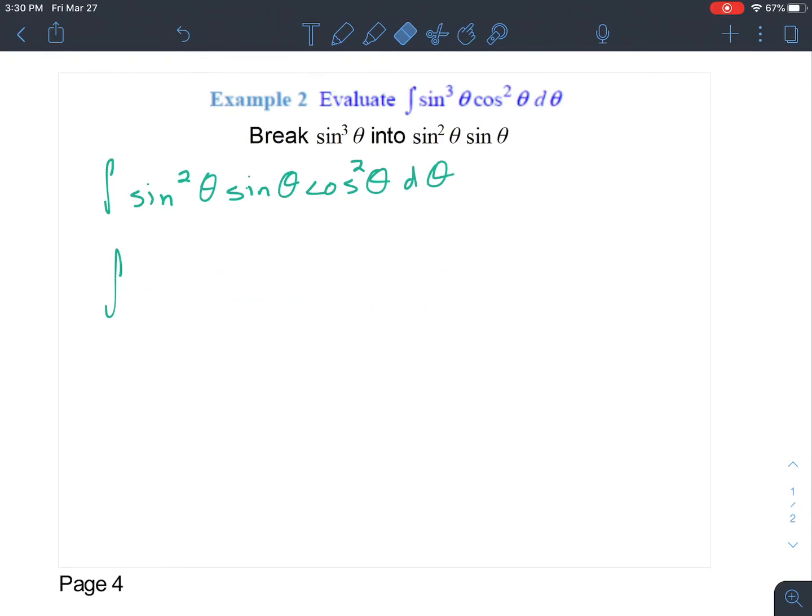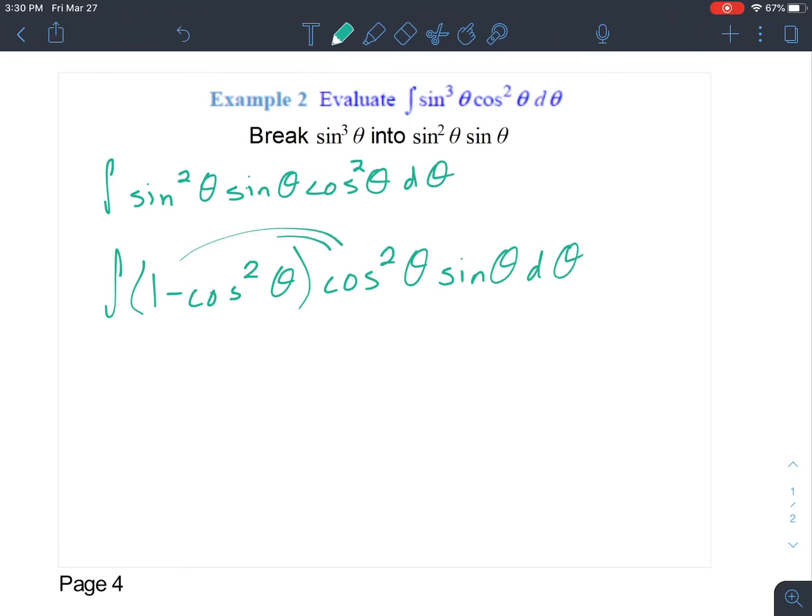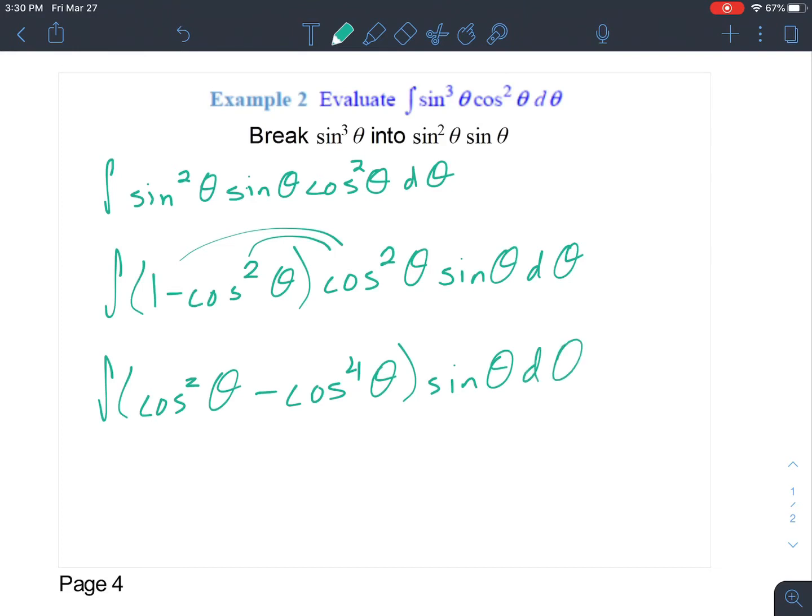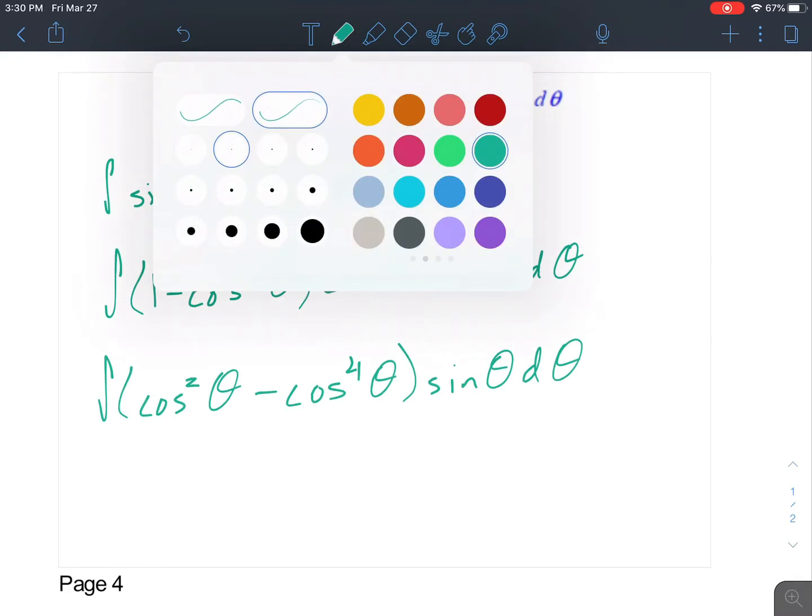Instead, we are going to change sine squared, and that's going to turn into 1 minus cosine squared. I'm going to rewrite this. I'm going to move cosine squared to the middle, and then sine of theta, I'm going to move to the end. And now I'm going to distribute cosine squared into the parentheses.